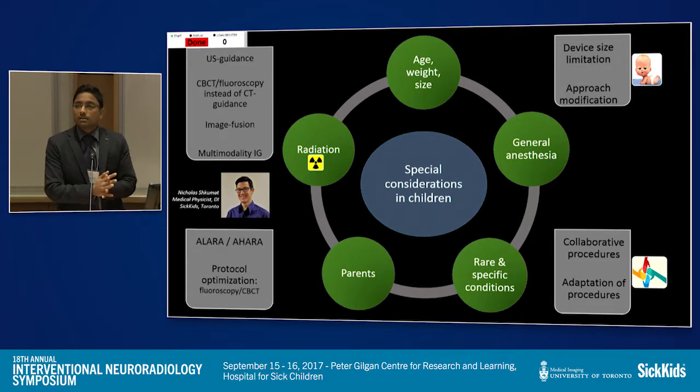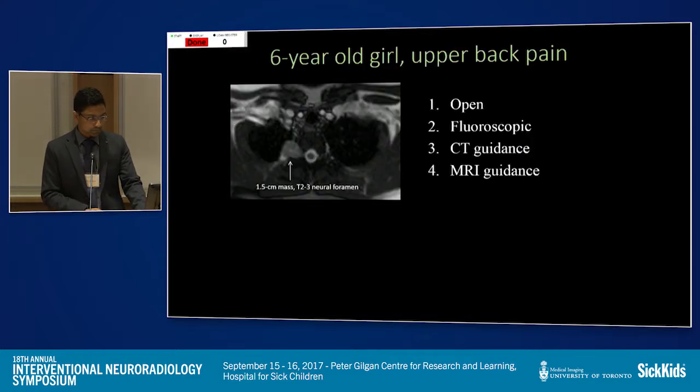Last but not the least, like any pediatric procedure, we are dealing with the anxiety and expectations of the parents, and that becomes a big factor for these procedures.